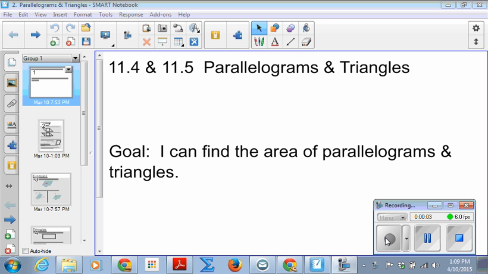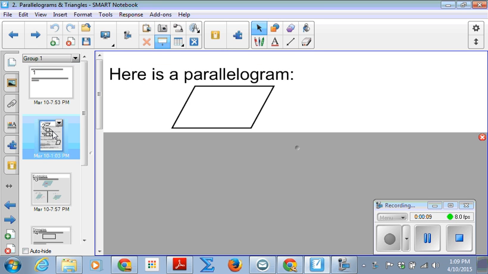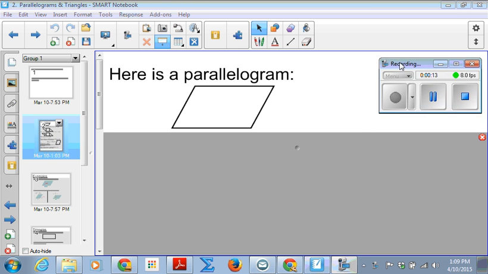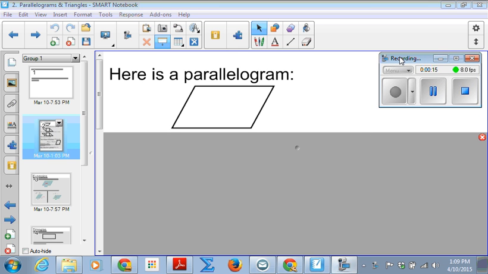Today's lesson is on parallelograms and triangles, and our goal is to find the area of each of those two shapes. So we'll start with a parallelogram, and we're going to run through why the formula is what it is. Rather than just tell you a formula, I'm going to show you why it works, and hopefully that helps you understand it better. It's a pretty easy one.